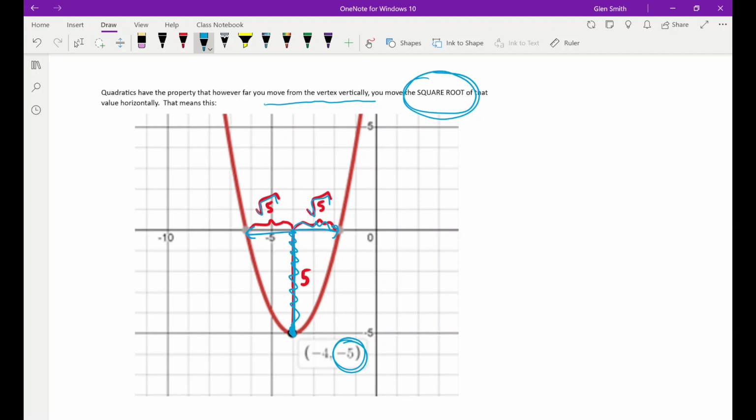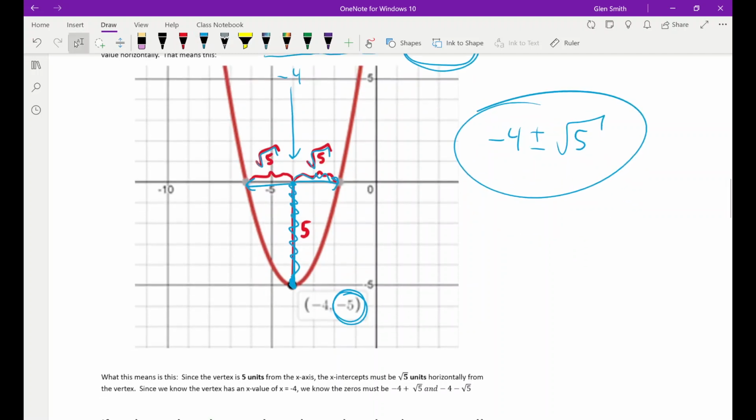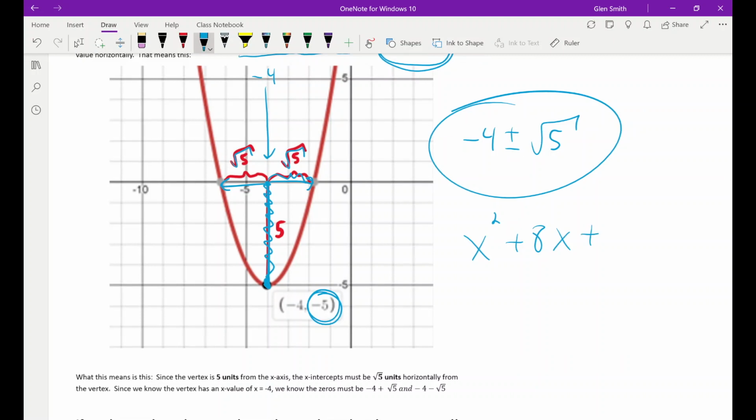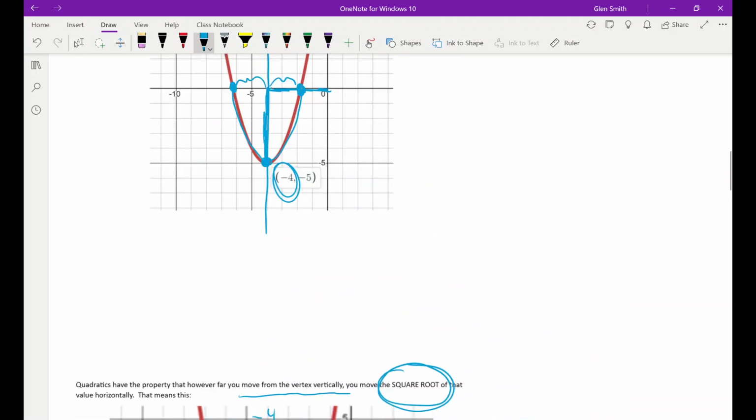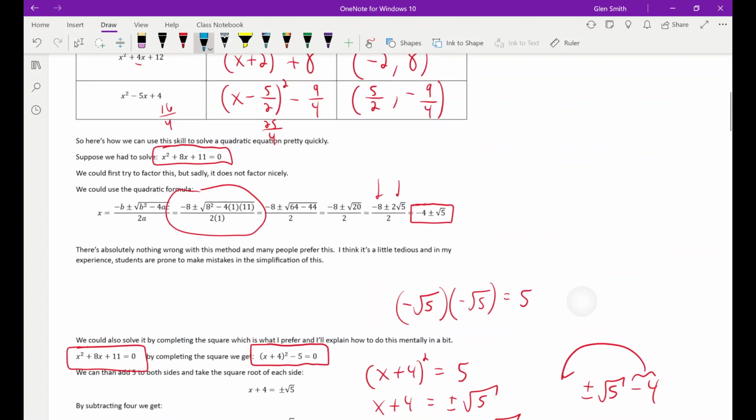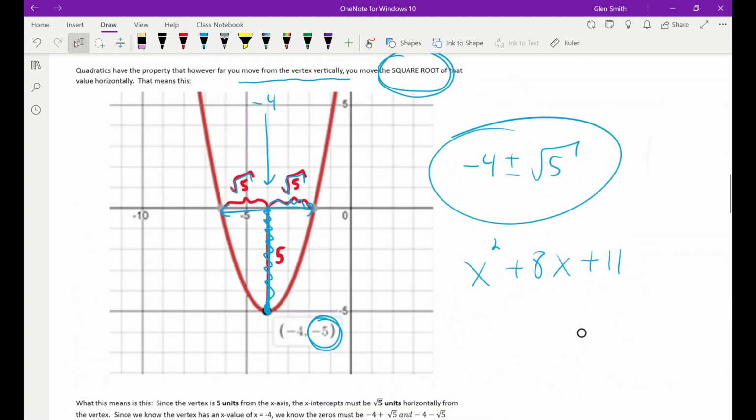So if I know the vertex's x value is here at -4, then I know the roots of it are -4, and we need to go up and down root 5. And that's how I know what the zeros of that thing are, simply by looking at x squared plus 8x, what was it, plus 11? Okay, that was the original thing, right? I feel very confident of that. Okay, good. Just want to make sure.